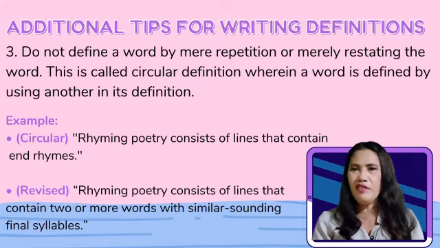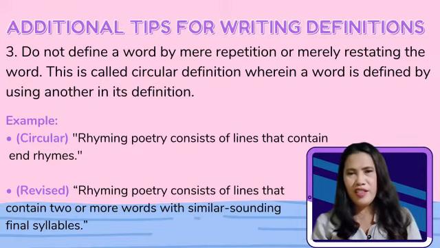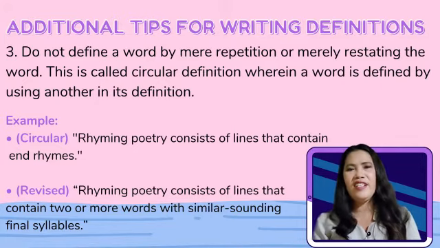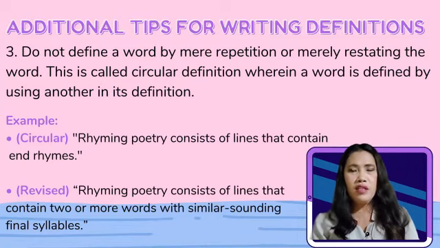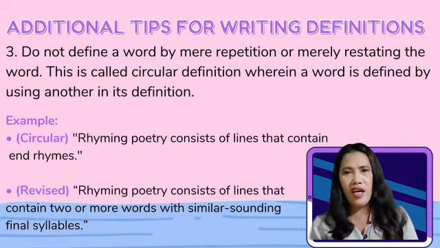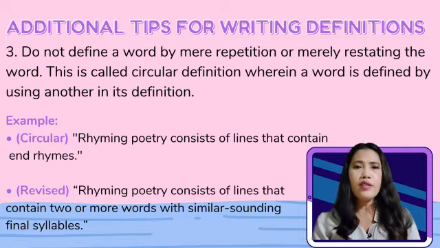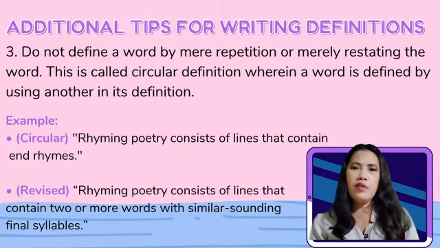So you really need to define it without merely restating or repeating the word that you are defining. There you can see the revised one. Rhyming poetry consists of lines that contain two or more words with similar sounding final syllables.